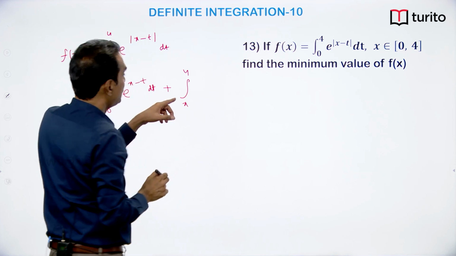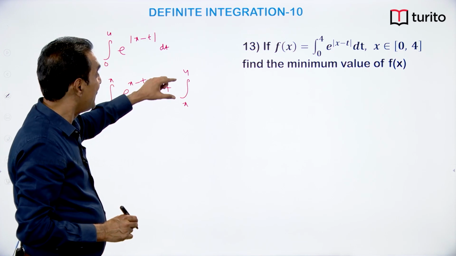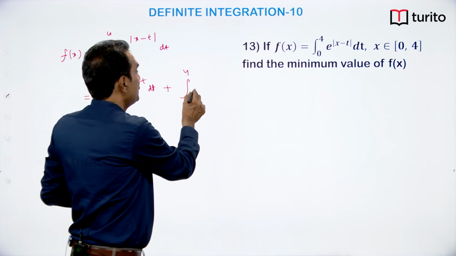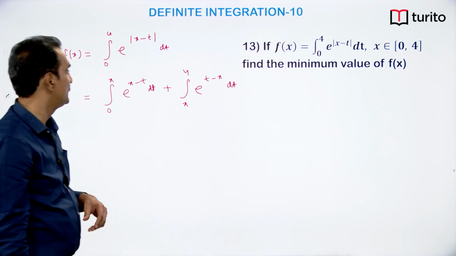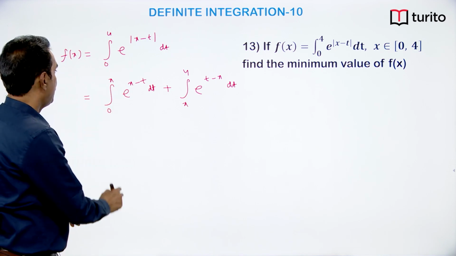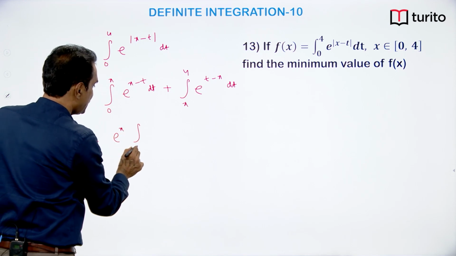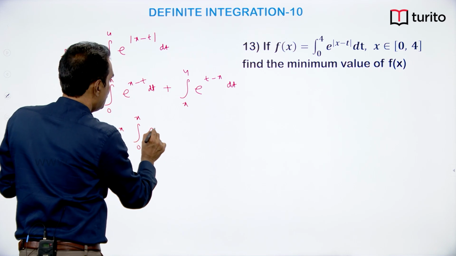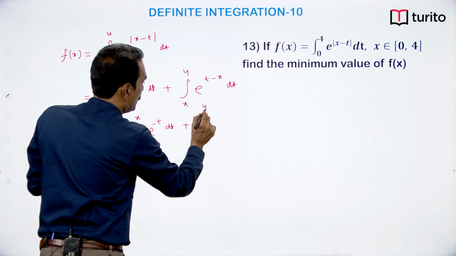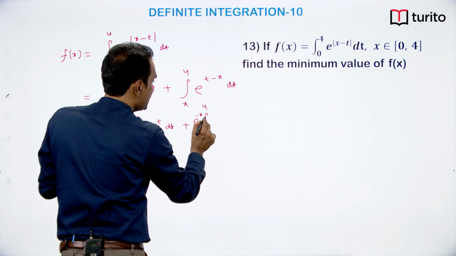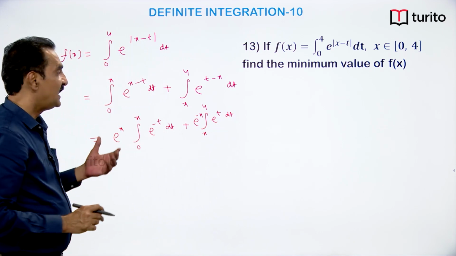Plus, in this interval, t lies between x and 4 when you are integrating. So t is greater than x. So what is mod of this? It will be t minus x dt. Now you can integrate. First take out e power x. E power x integral 0 to x e power minus t dt plus integral x to 4, you can write e power minus x outside, e power t dt. You can calculate this and get the minimum value.